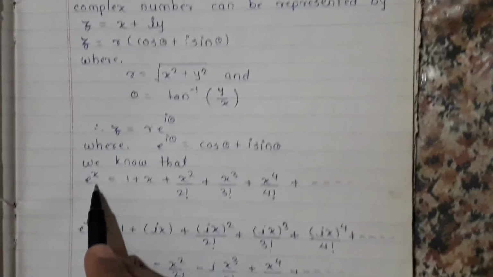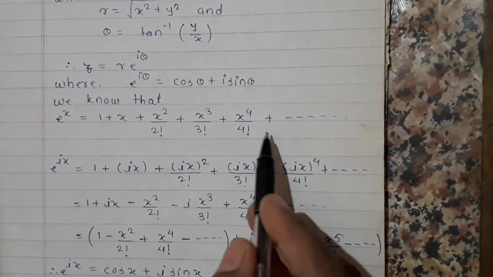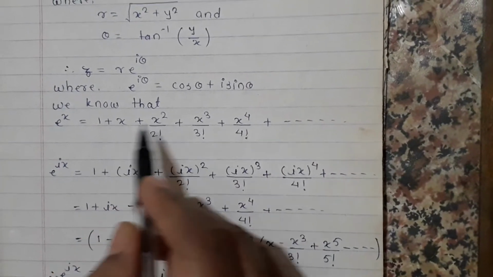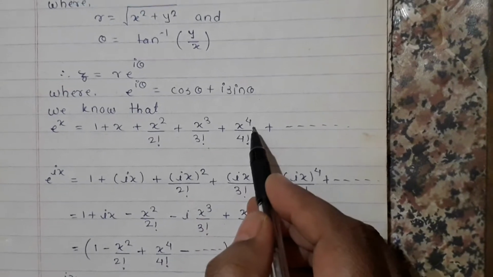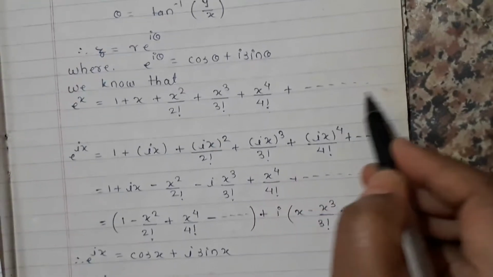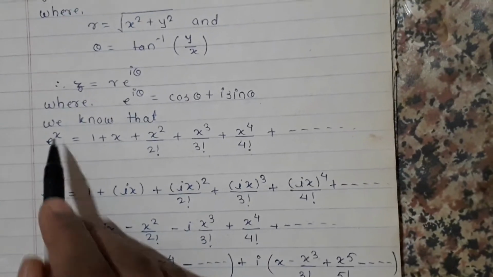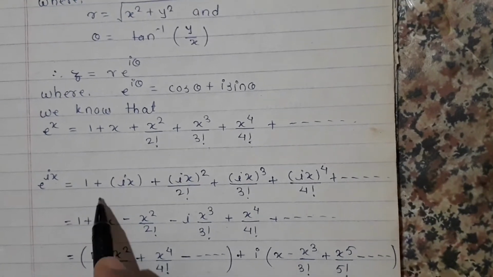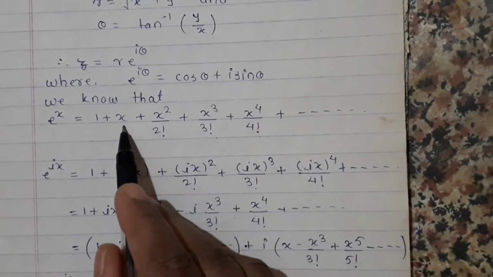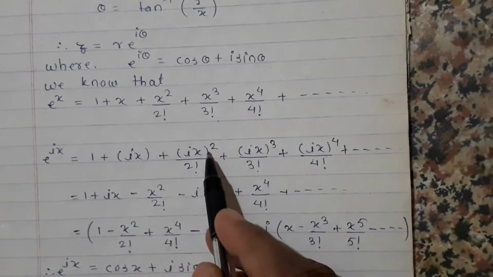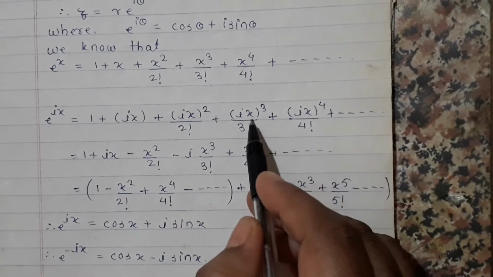As we know, the expansion of e raised to x can be expressed in the form of a series of x, that is 1 plus x plus x square by 2 factorial plus x cube by 3 factorial plus x raised to the power 4 by 4 factorial and so on. So in place of e raised to x, if x is replaced by ix, then in the series each x is replaced by ix. Here x square is replaced by ix whole square, then x cube is replaced by ix whole cube and so on.